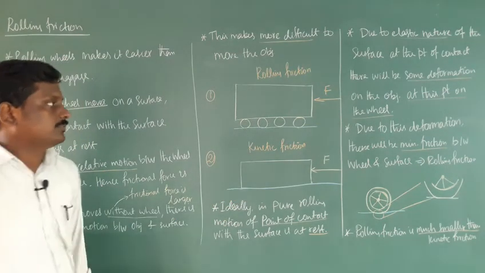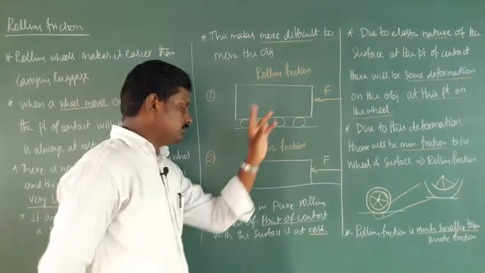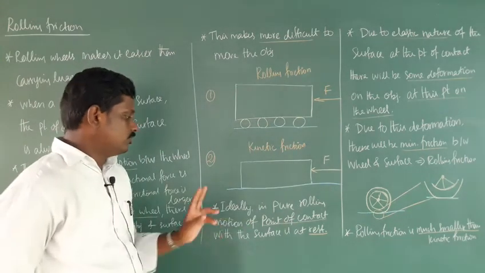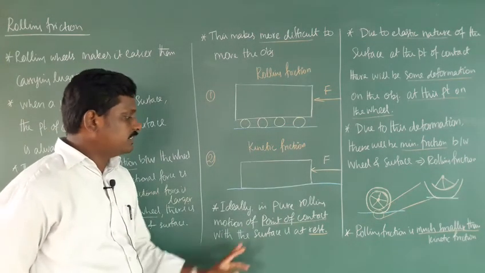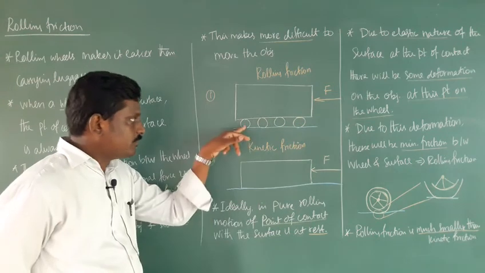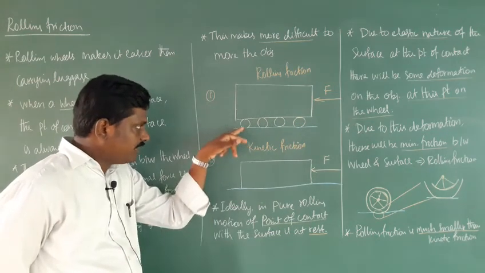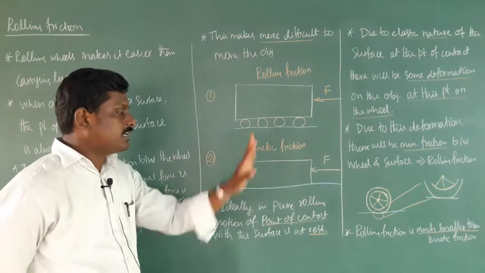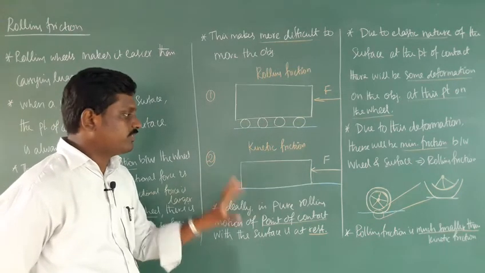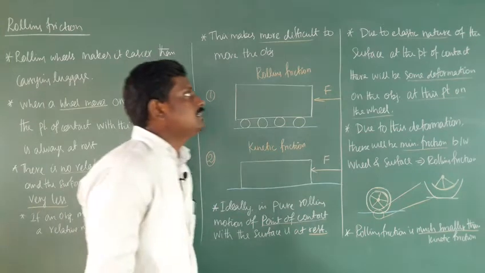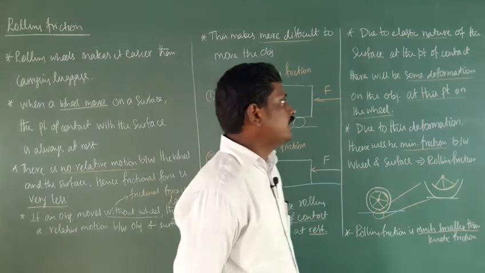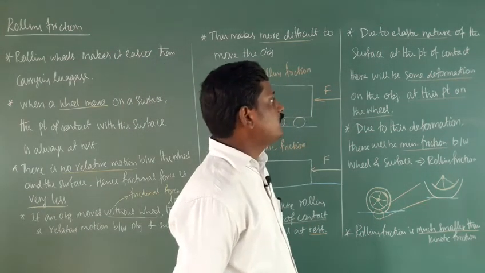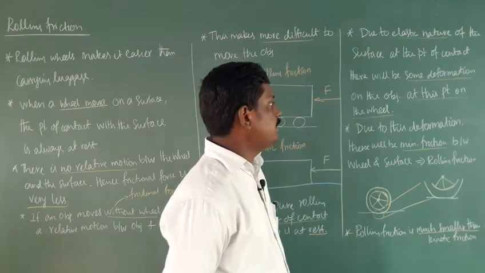Ideally, in pure rolling, the object moves using the moving wheels, and the point of contact with the surface is at rest. But in practice it is not like that; there will be some friction. Due to the elastic nature of the surface at the point of contact, there will be some deformation of the wheel at that point.